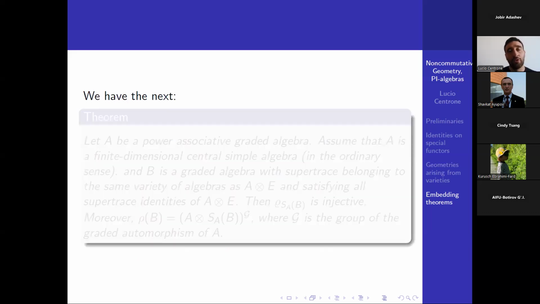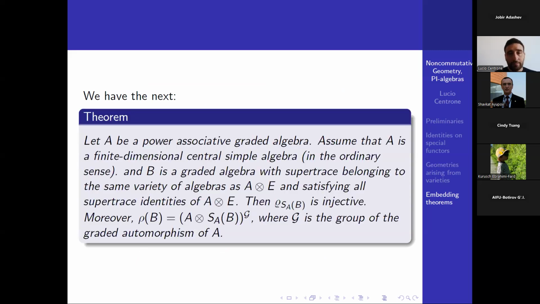We have this result. Consider a power associative graded algebra. A is finite dimensional and central simple in the ordinary case, and B is a graded algebra with supertrace belonging to the same variety as A tensor E. And of course, let's find all their identities. In this case, our rho, our first homomorphism that always exists, is injective. And we also have a way to figure out what this is. So we have a perfect description of the homomorphisms here.